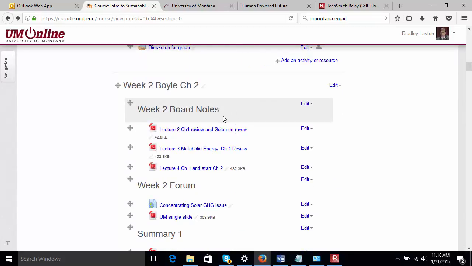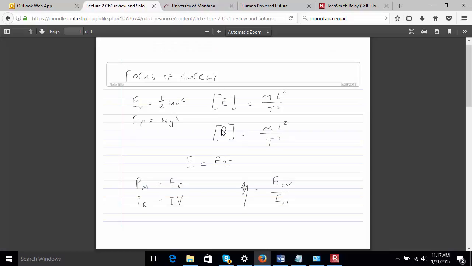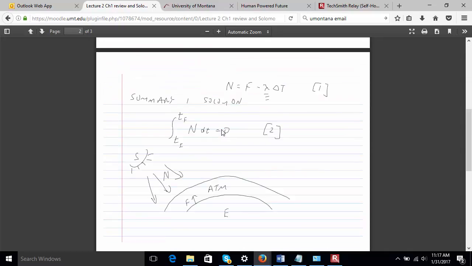These notes, I'll go through as we're making our way through. A lot of these notes aren't gonna change that much. I'll go ahead and click on it because I do have a few things from the Solomon review. We went over these last week. So forms of energy, units of energy. There's your definition of efficiency. I believe all of that is in your notes at this point.